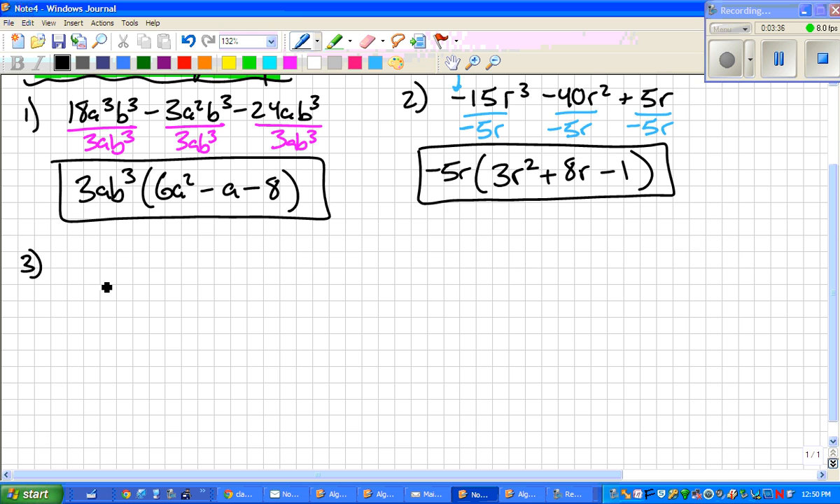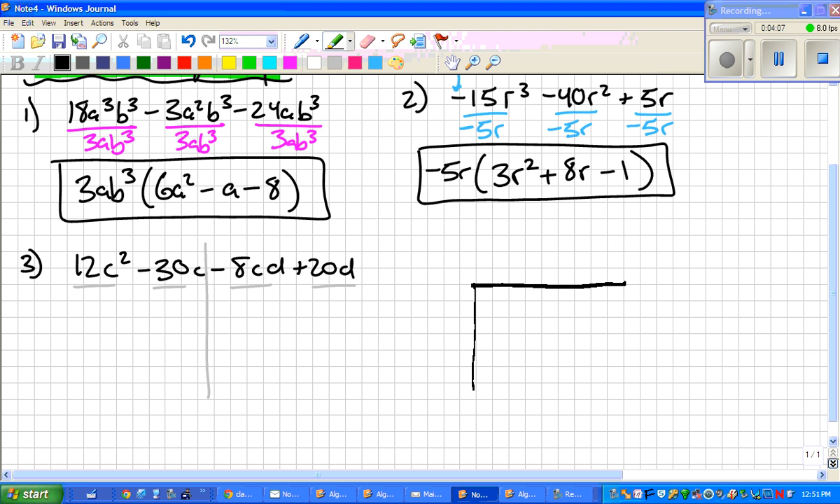All right, number 3. Number 3, we have 12c squared minus 30c minus 8cd plus 20d. Now, there's a couple different ways that you can do this. You can draw the line and take the GCF. Okay, there's nothing wrong with that. You guys are more than welcome to do that. But what I'm going to show on the other side real quick is how to do it the box method.